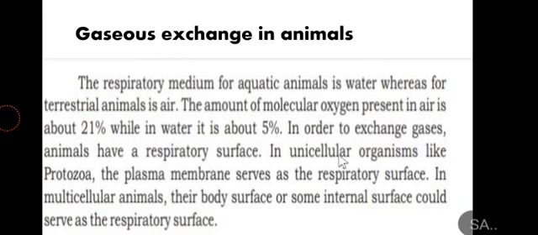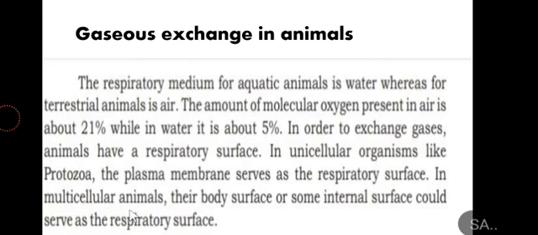In case of unicellular organisms like amoeba, that is the protozoan, the plasma membrane serves as a respiratory surface. Here you must know that there should be a surface, called the respiratory surface, needed for respiration to happen. So in single-celled unicellular eukaryotic animals, the plasma membrane serves as a respiratory surface, and they perform respiration by the process of diffusion.